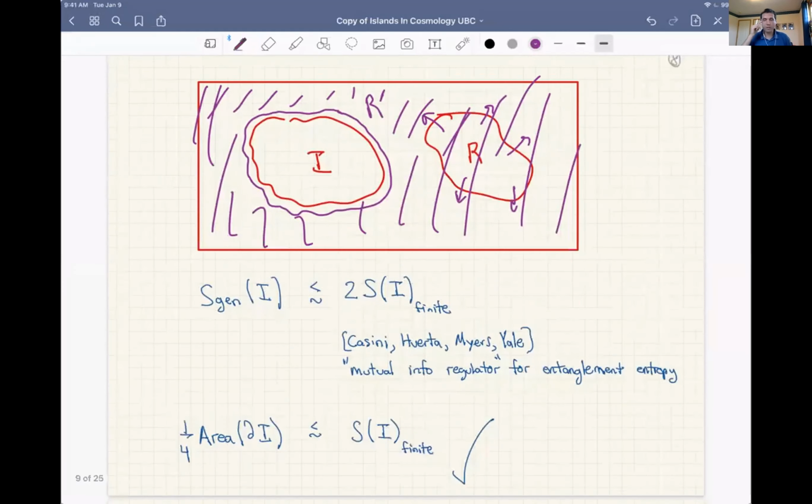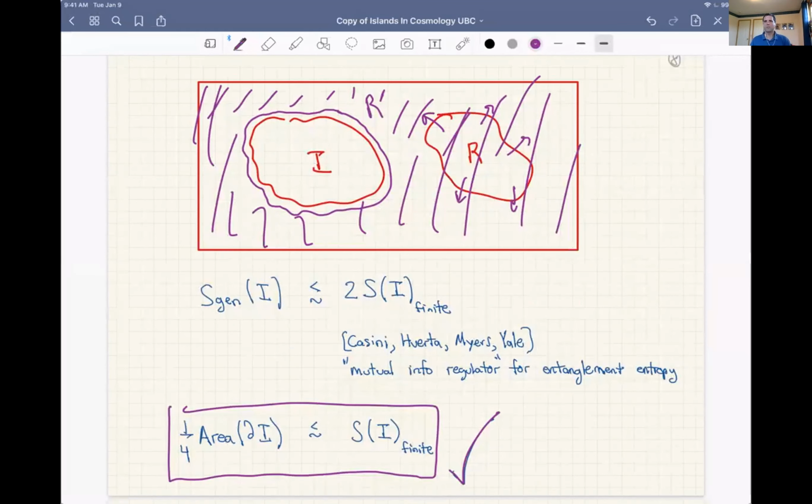Now the generalized entropy on the left is just the area plus S of I. So if we subtract a finite S of I from each side, then we get area is less than the finite part of S of I, which is the claimed violation of the Bekenstein bound for islands. Okay, so I wanted to go through that just to sketch the kind of ingredients that go in. That's the only one I'm going to do in detail like that. Are there any questions?